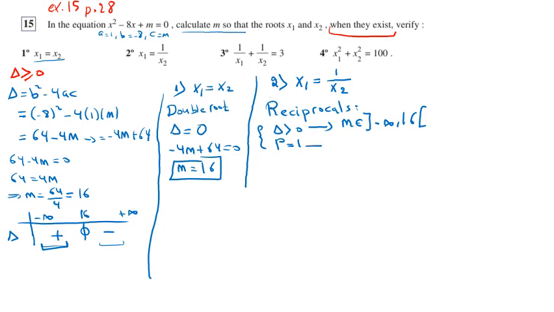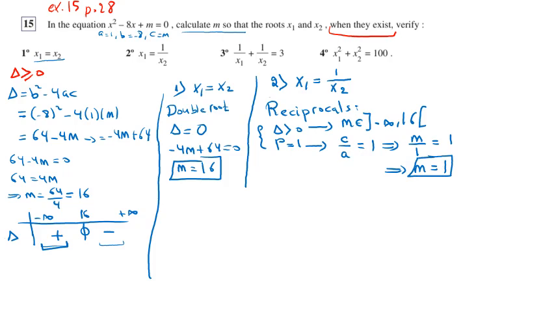What do we mean by p equal to 1? The product is c over a. C over a equal to 1. C over a, it is m over 1 equal to 1, implies that m equal to 1.